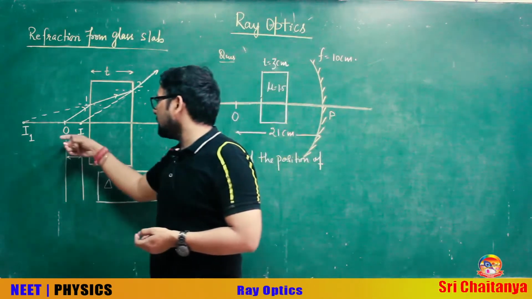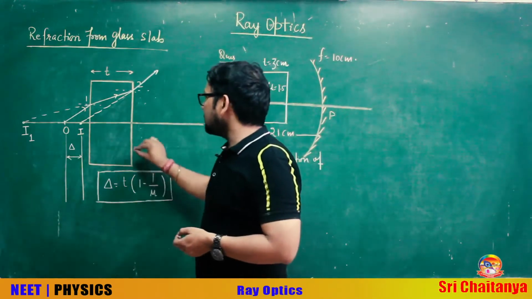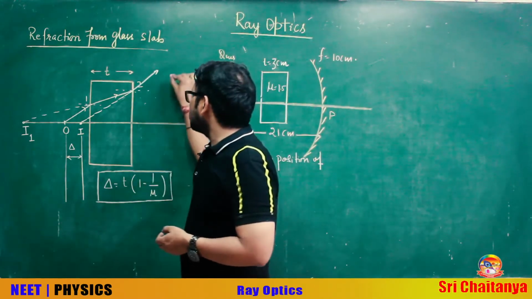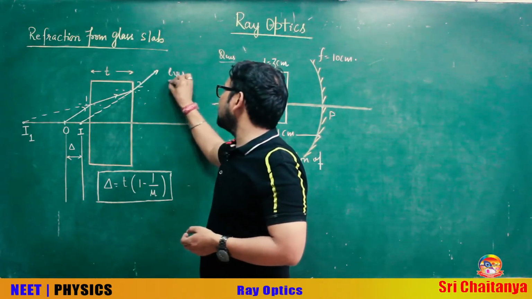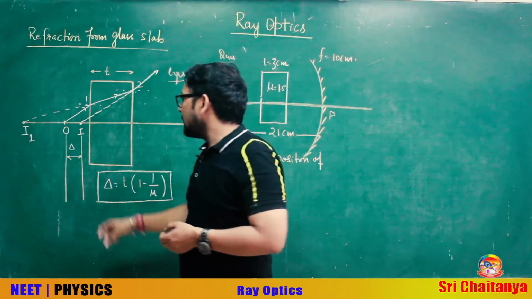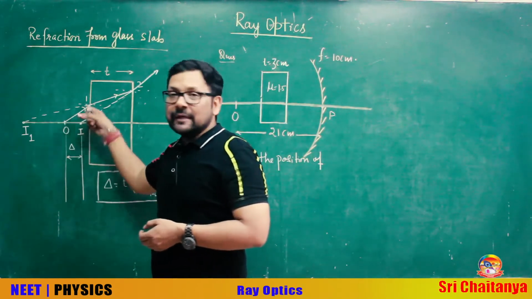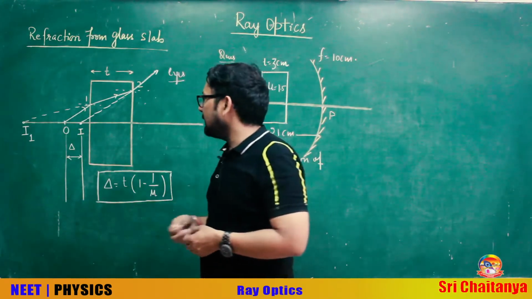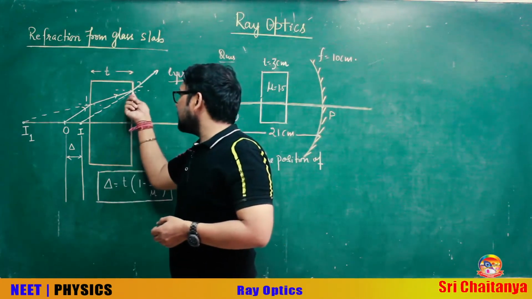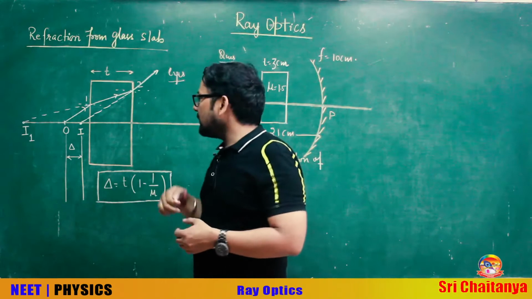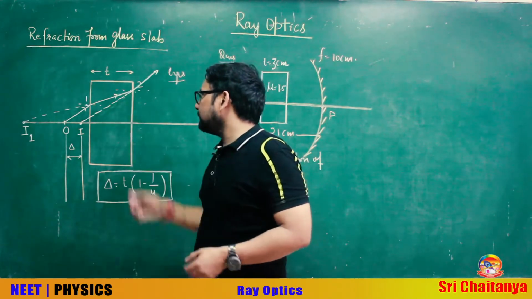This is the object, the actual object, and this is the glass slab here. The observer is obviously here; we can say the eyes are here for the observer. Light is going, being incident on point 1, then it is refracted from here, and then again incident on point 2. So there are two refractions, 1 and 2.